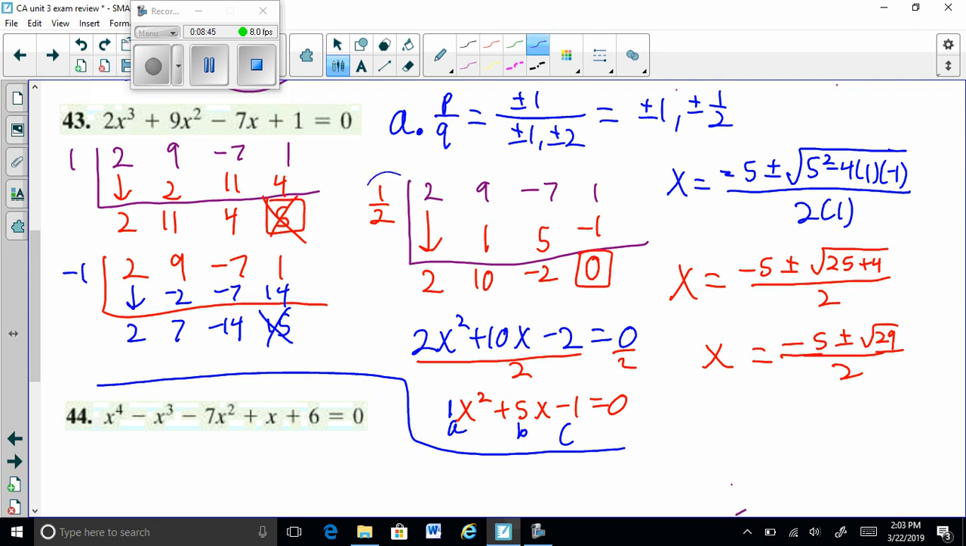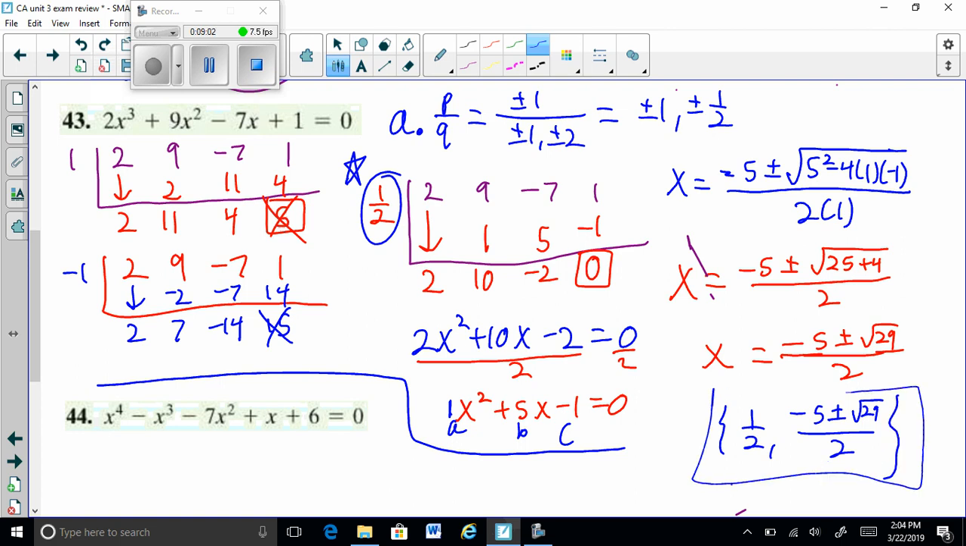So my final answer, we don't want to forget about the 1/2 over here that worked. So that's one of my answers, 1/2. And then my other 2 answers is right here, -5 plus or minus the square root of 29 all over 2. And so there are my answers.